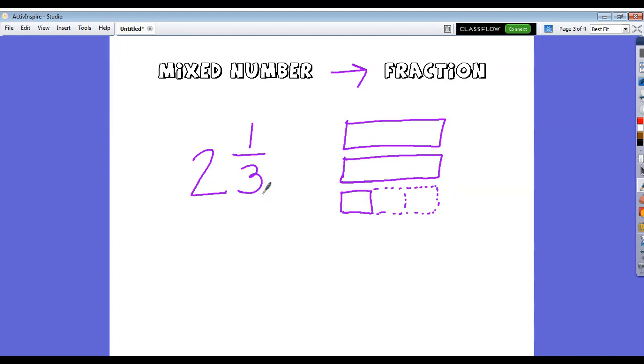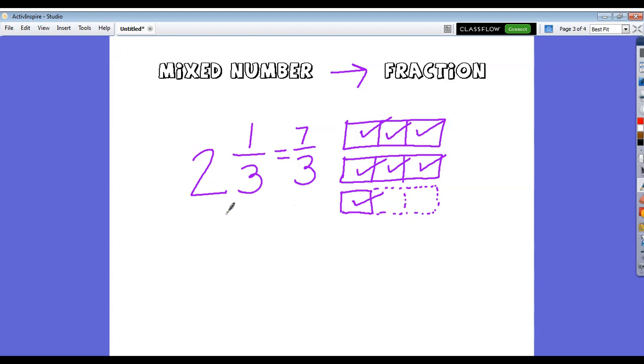Now, because I'm talking about a denominator of 3, I'm talking about thirds. So I can divide each of these whole numbers into 3 pieces or into thirds. So now that my picture is divided up into thirds, I just need to count up how many thirds I have. So I have 1/3, 2/3, 3/3, 4/3, 5/3, 6/3, 7/3. So 2 and 1/3 is equal to 7/3.